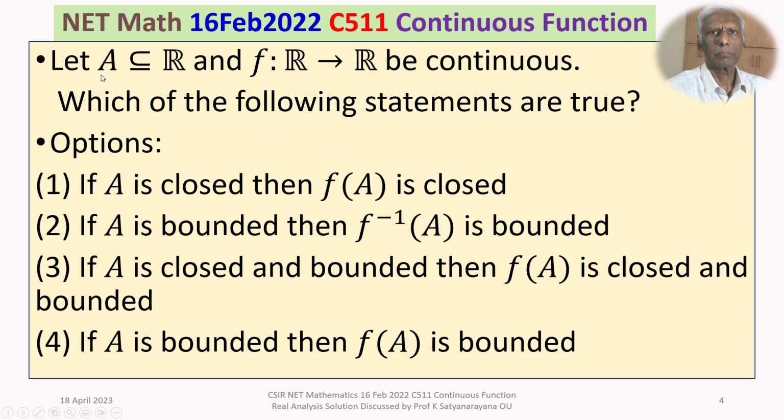We have a subset A of the set of real numbers. We have a function f from R to R, and it is given f is continuous. Then we have to discuss which of the following four statements are true. There can be more than one answer. So spot out all those appropriate correct answers from the given four options.